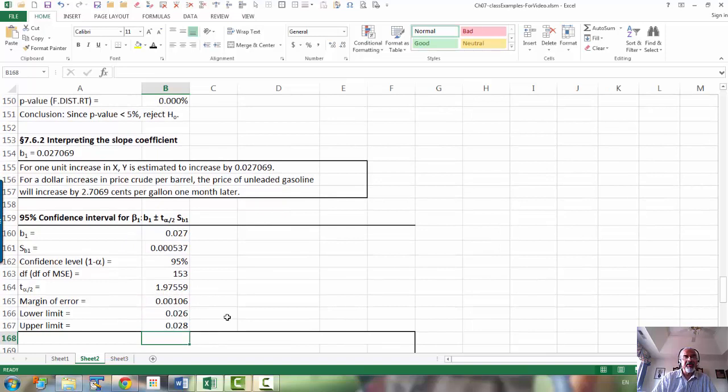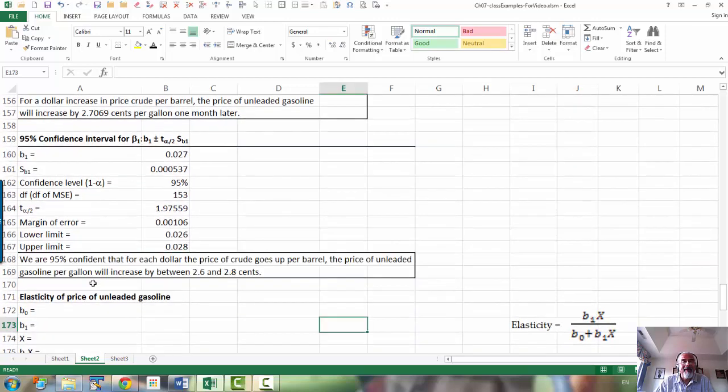So which means that for a dollar increase in price per barrel of the crude oil, the price of unleaded gasoline per gallon will increase a month later by anywhere between 2.6 and 2.8 cents. So this is in dollars. So 2.6 to 2.8 cents. Okay, that's the interpretation.